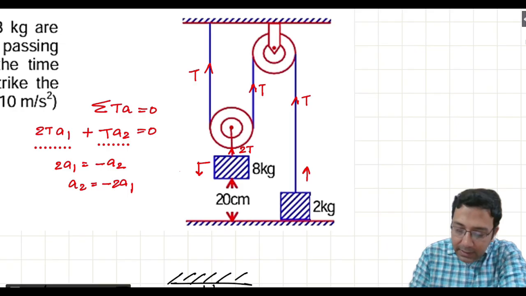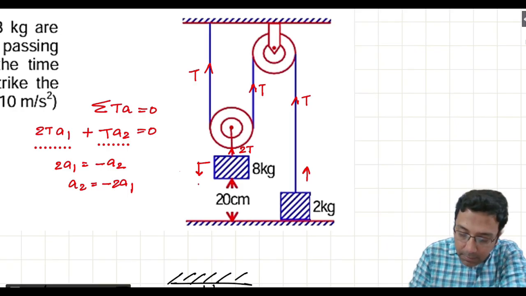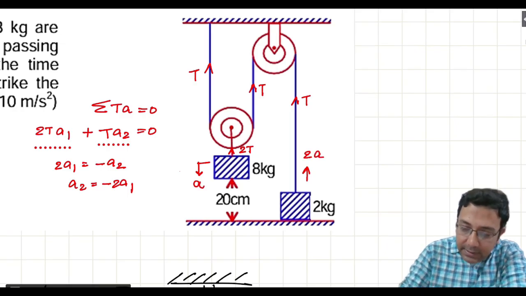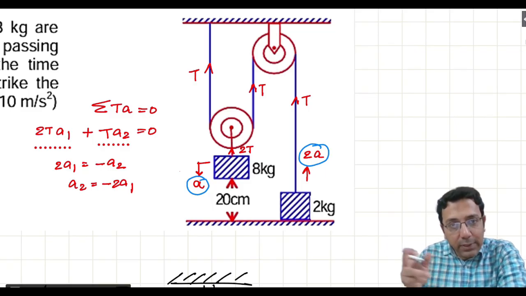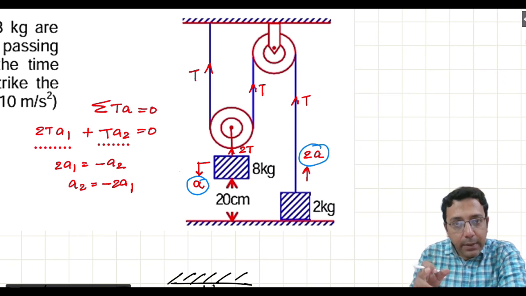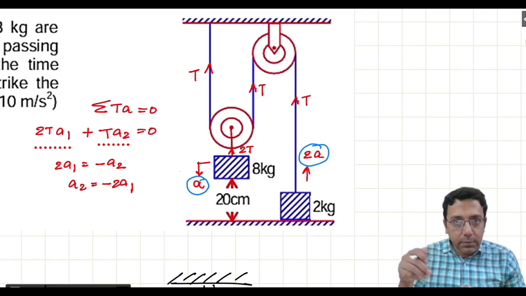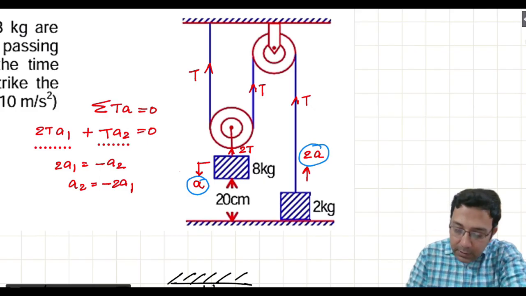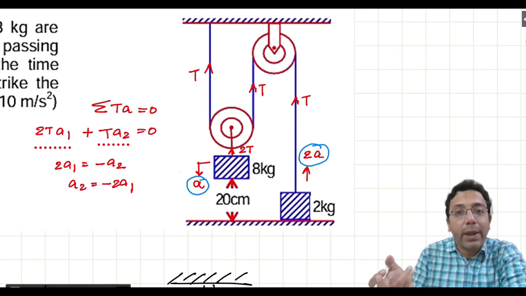can we not now write that if this is the block, 8 kg, 8 kg is coming down by A, then 2 kg is going up by 2A. Is it clear? Let me just highlight these things. If A2 becomes minus 2A1, A2 was the case for the 2 kg and A1 was for 8 kg. Now I can just simply mark here, both the accelerations are same, of course, because they are connected by the pulley systems. So if this is coming down by A, the 2 kg will go up by 2A.